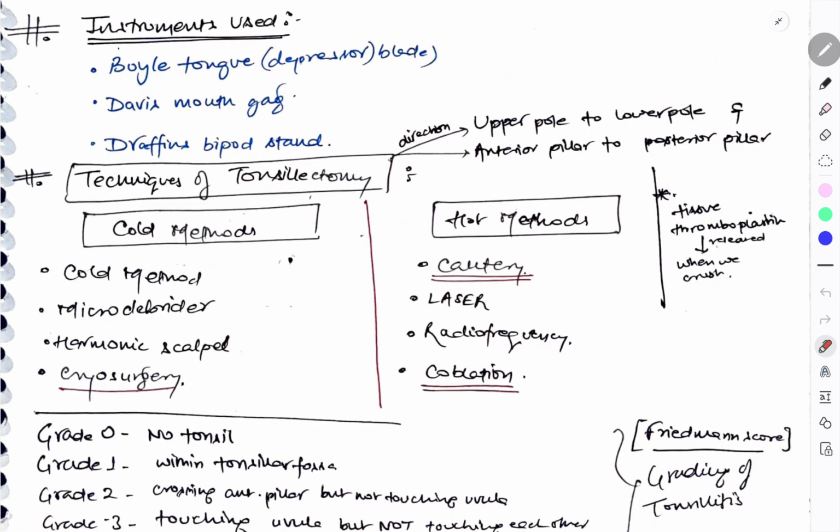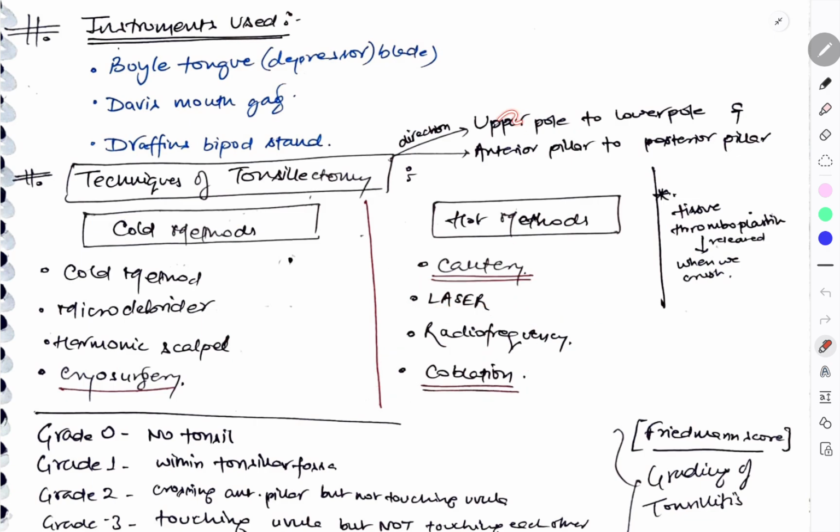What are the instruments used? Boyle-Davis mouth gag, Draffin's bipod stand, and many more instruments are there. Okay, retractors, anterior retractors, all those things. So what are the techniques for tonsillectomy? We have cold methods, we have hot methods. Okay, in cold methods we have microdebrider, harmonic scalpel and cryosurgery. In hot methods we have cautery, laser, radiofrequency ablation and coblation.